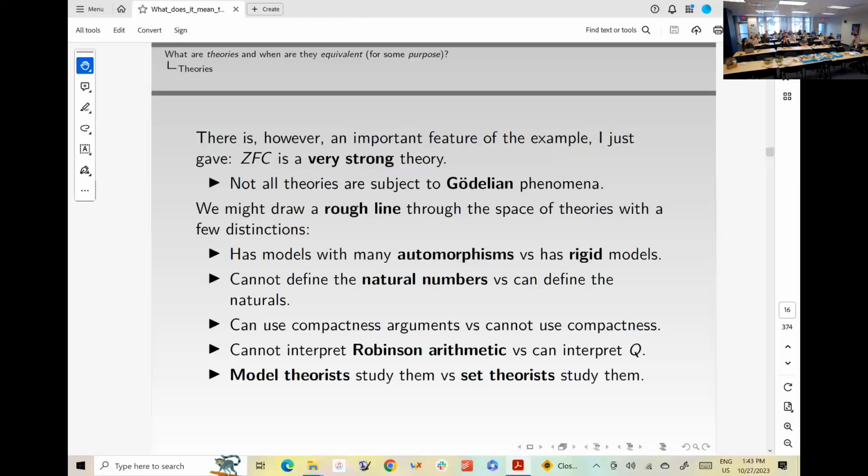But the rough guide is, are model theorists interested in them? These are things with automorphisms in them. And if set theorists are interested in them, they're usually kind of rigid. It's a rough guiding line. Okay, so this is how a mathematical logician would try and divide the space of theories.